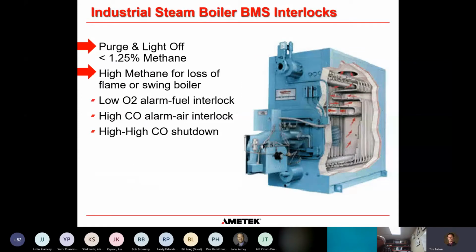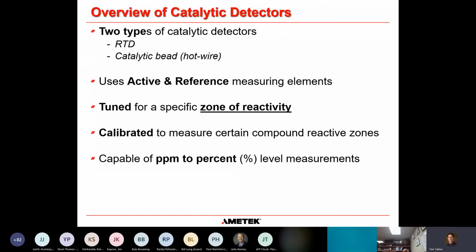For an industrial steam boiler, you would measure for purge and light off again, and you'd also measure for high methane for a loss of flame or for a swing in the boiler. So I'm reiterating it just because there's always an instance where a methane measurement would provide an additional layer of safety, an early indication of an unsafe condition. Now let's talk about the detectors themselves.